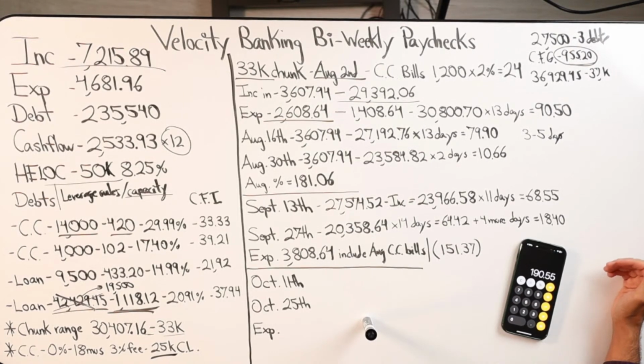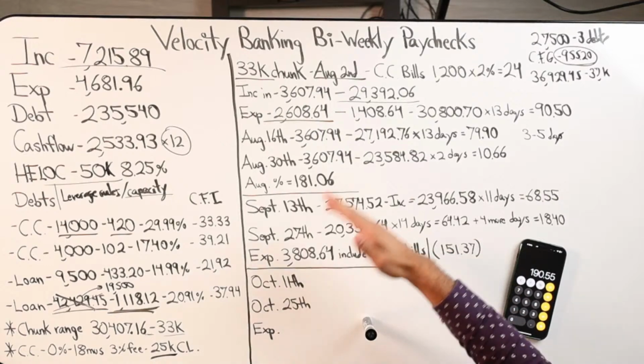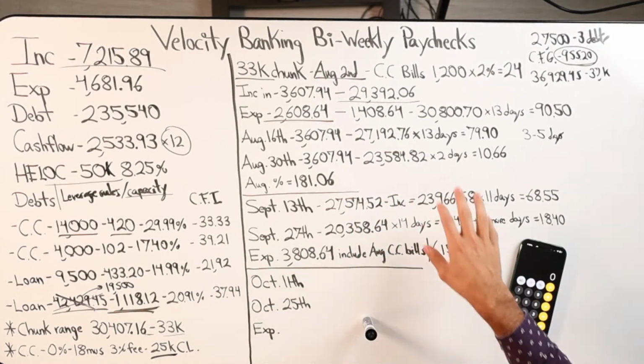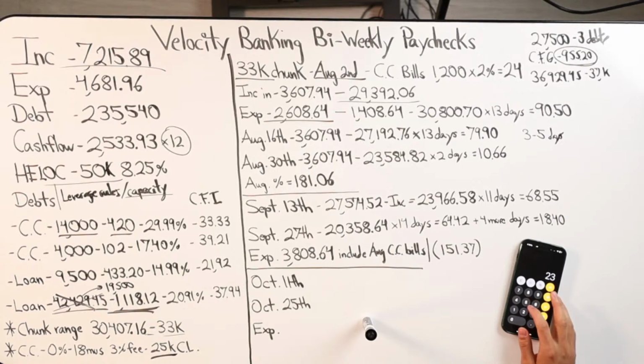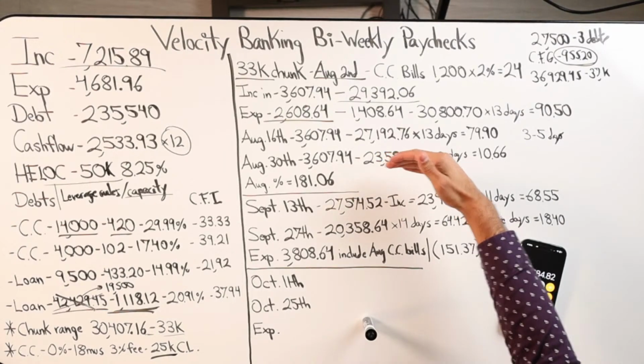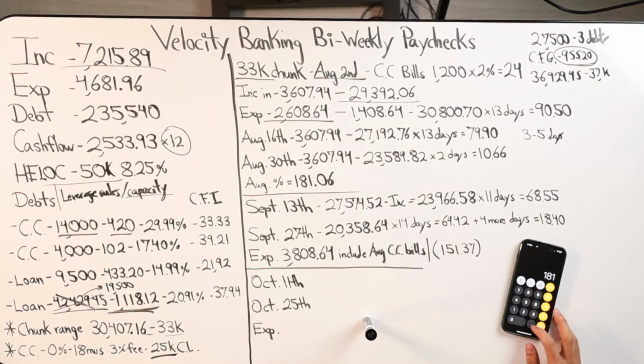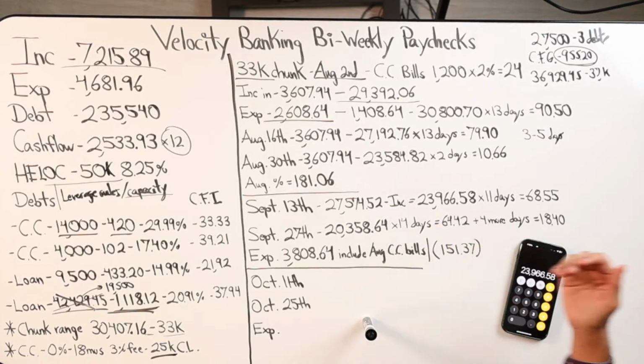So now 190.55. Mind you, expenses came out, right? Let me just rerun my math. So 23,584.82. That's where I was in August, ending August. I'm going to add my interest, 181.06. Add expenses, 38,0864. Should have gotten that number. Minus income, 360794, 23,966.58. That's what you should have gotten.